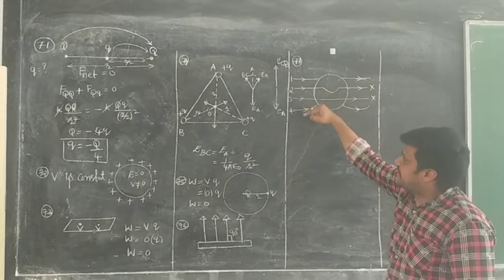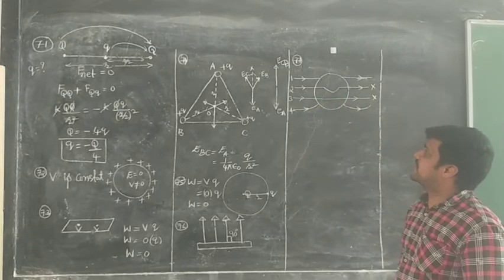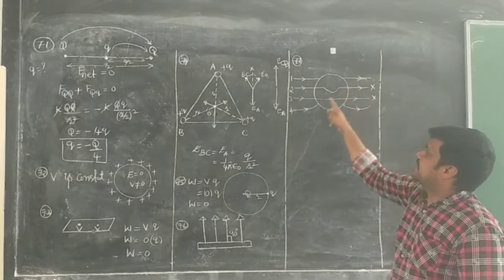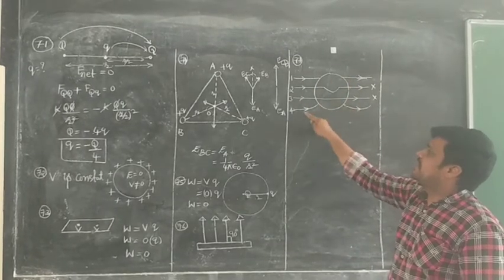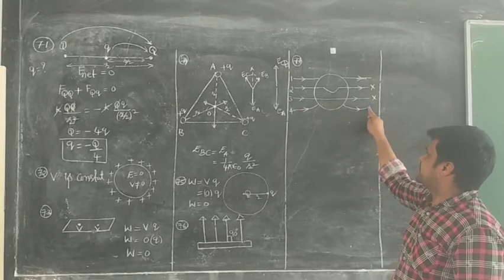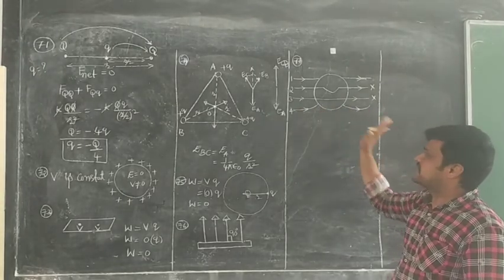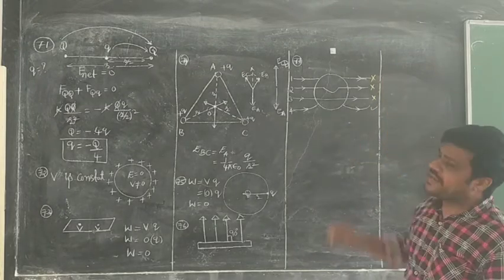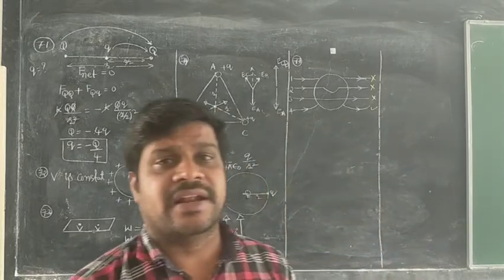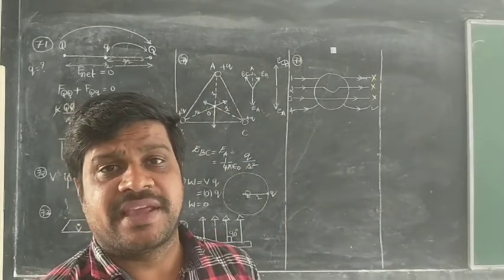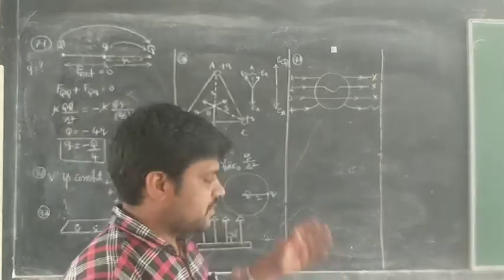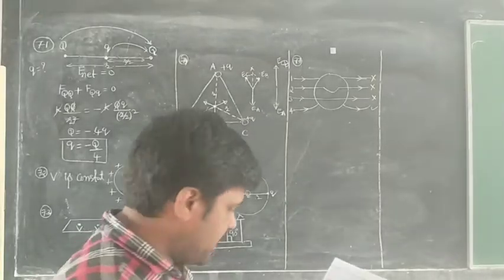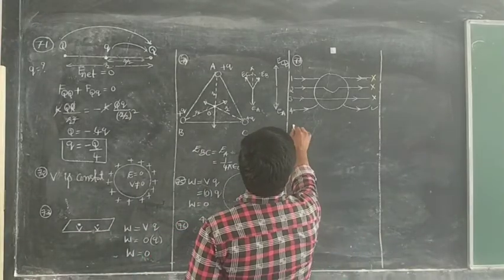But very accurately, which is correct? Actually, the electric field line is not straight at the edges of the conductor. It has some curved manner, which is like this. So that is the correct answer for this. So option 4 is correct. The fourth electric field line is the correct electric field line for a metallic sphere when it is placed in an electric field. So option 4 is correct.